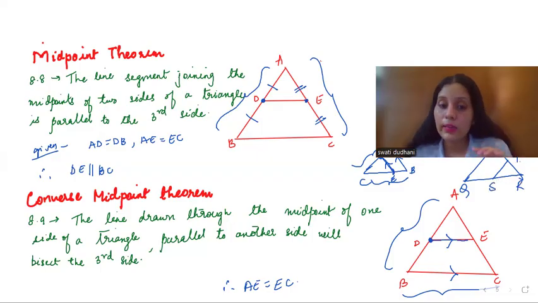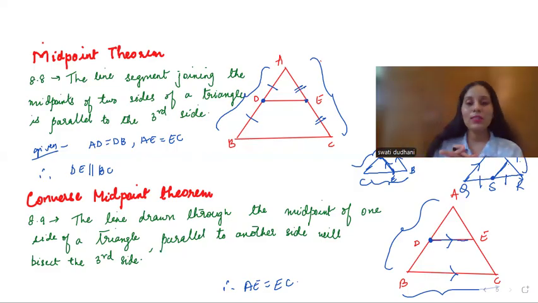So see, a line drawn through a midpoint of one side. So this is the midpoint. It is given that the line is drawn through the midpoint of one side and is parallel to the second side. So using the converse of the midpoint theorem, I can tell that PT will be equal to TR. The third side will be bisected. I hope this is clear.